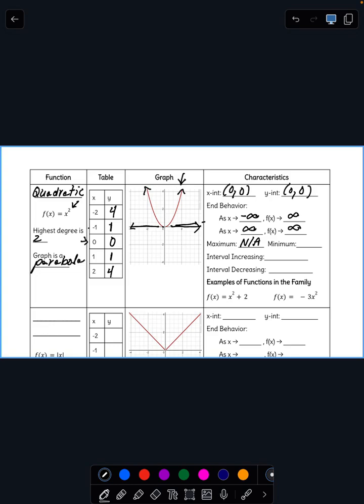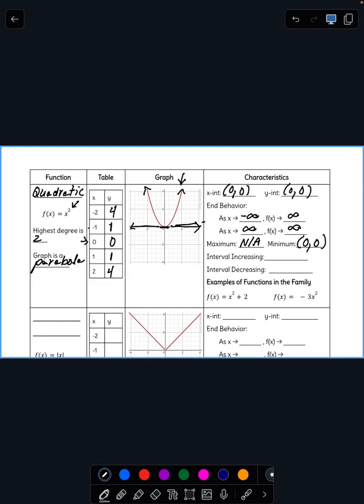I'm going to talk about maximum and minimum with the arrows. Oh, sorry, I forgot. It stops right here. So the minimum is 0, 0. The top goes up and up and up forever.